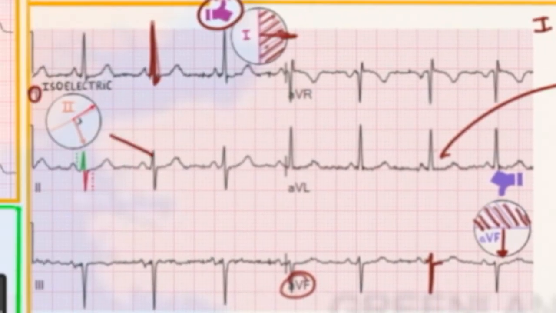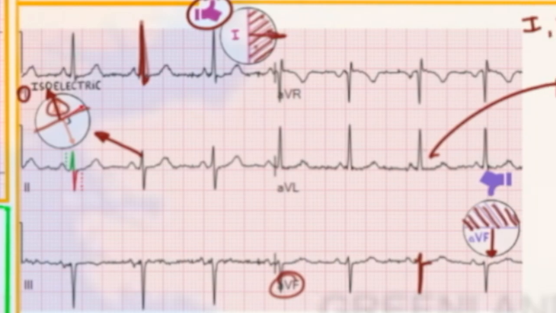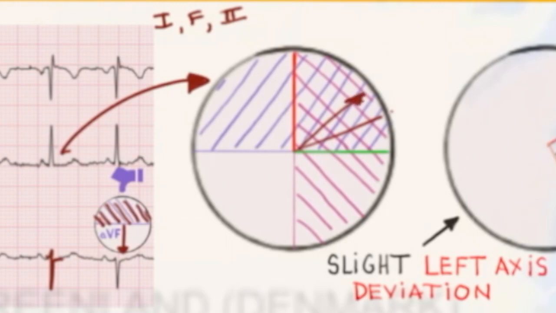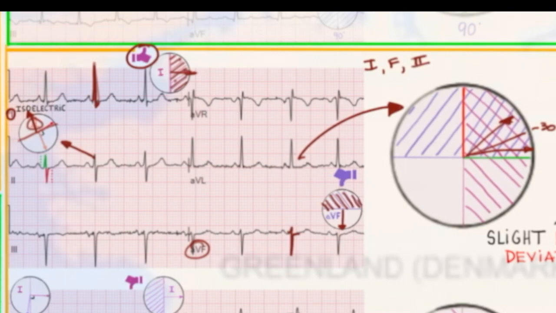So it turns out that's perpendicular to minus 30. You can look over here at this little diagram. So if lead 2 is positive, that would mean it's on this side. And if it's negative, it would be on this side. So it turns out that lead 2 is the tiebreaker. It's the thing that's going to determine if this is on this side of minus 30 or on this side. If lead 2 is positive, then you've got a normal axis. If it's negative, you've got left axis deviation.